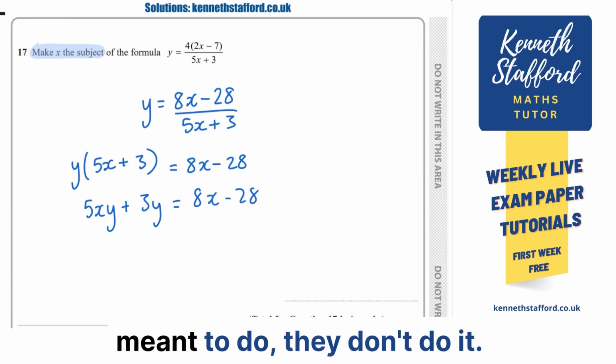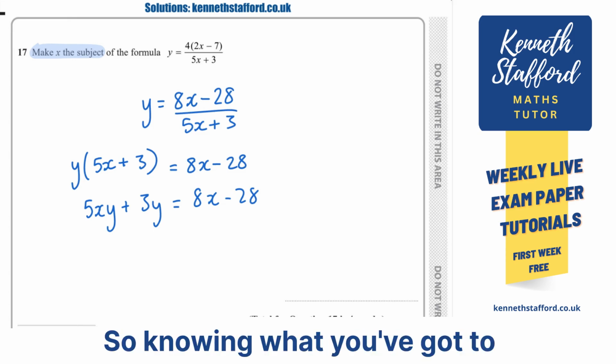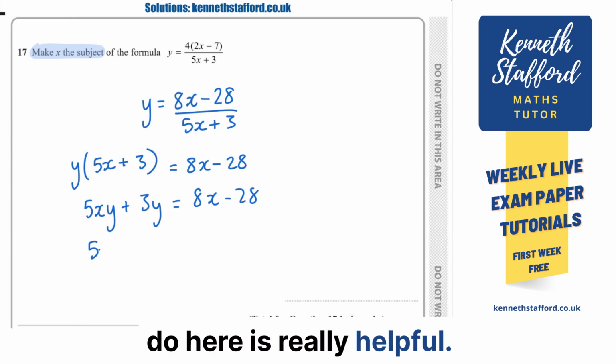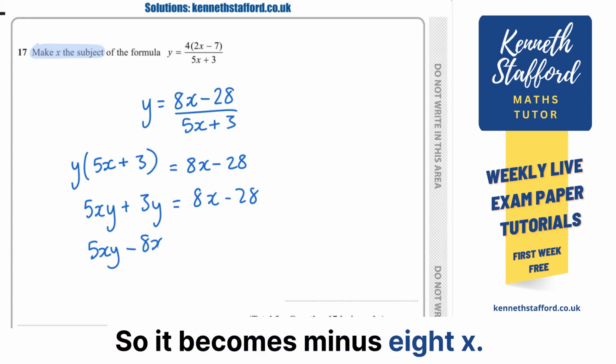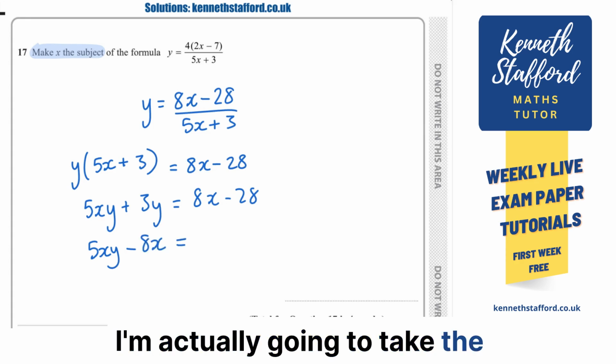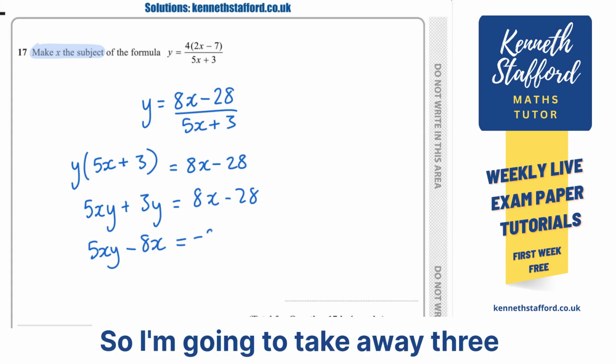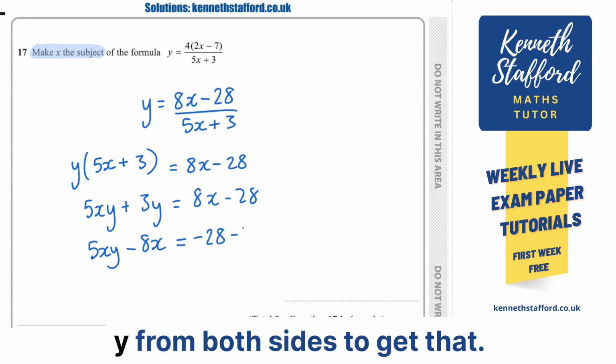If they don't know what that's meant to do, they don't do it. So knowing what you've got to do here is really helpful. So I'm going to bring the 8x across, so it becomes minus 8x. I'm actually going to take the 3y across at the same time. So I'm going to take away 3y from both sides to get that.